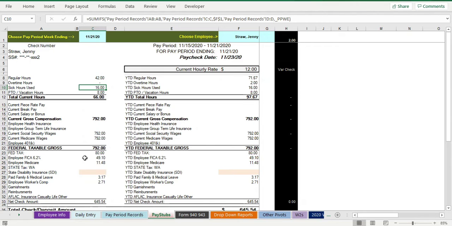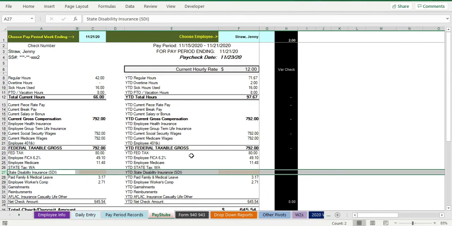All this stuff updates, and it's working pretty well. I haven't worked on state disability insurance. There's a bunch of other things I haven't done yet.